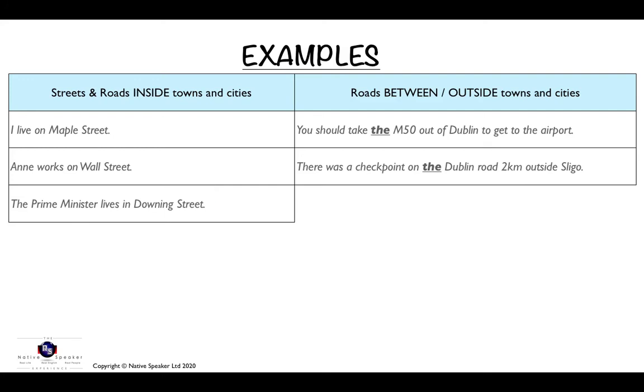The Prime Minister lives in Downing Street. Common mistake: students say the Downing Street. Don't say that. That's bad.